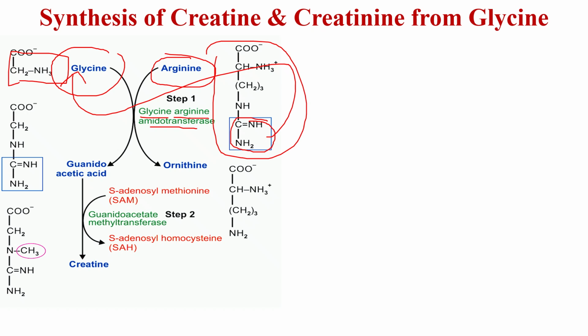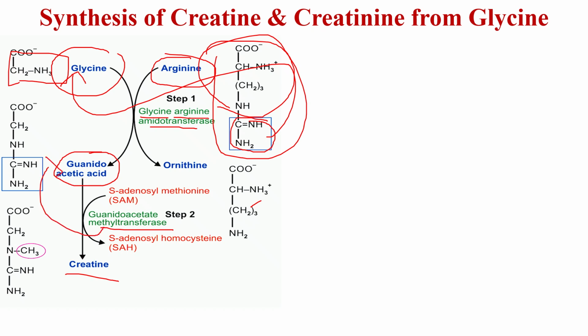Then it forms guanidoacetic acid. What it forms is guanidoacetic acid, and the rest of this structure is called ornithine. This guanidoacetic acid is further converted into creatine by the enzyme guanidoacetate methyltransferase. So what is the enzyme? Methyltransferase. It means that a methyl group has been transferred to the guanidoacetate.